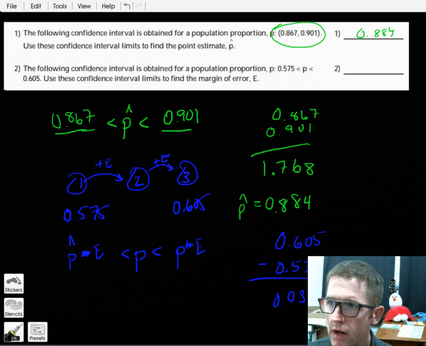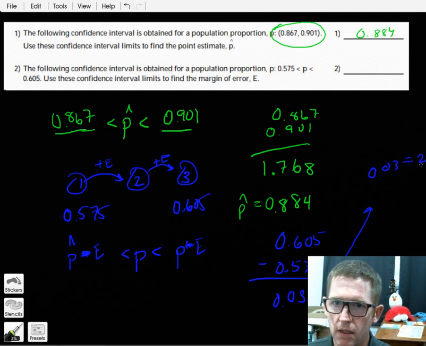Okey dokey. Oh, I wrote over my photo. So that subtraction is 0.03. That's equal to 2e. Divide that by 2, 0.015 is equal to e. And then I would write that number up there.